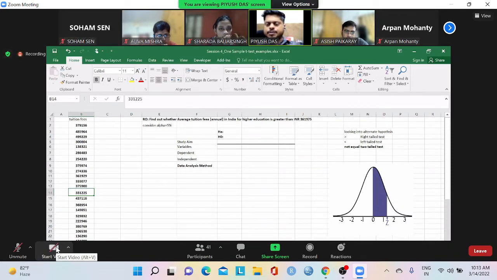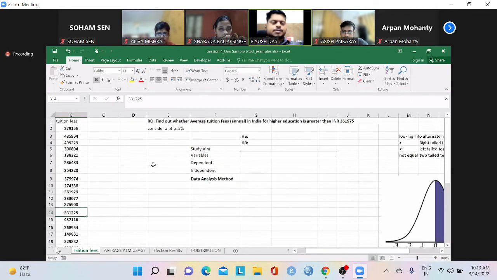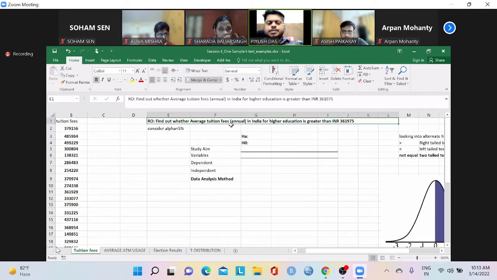And we will take the same research objective we discussed in our earlier classes: find out whether average annual tuition fees in India for higher education is greater than 361,975. I have told you why I am taking this number. That newspaper article I had shown you, right? I have done some secondary research and I got this number. So that is my research objective: find out whether average tuition fees is greater than 361,975, right?